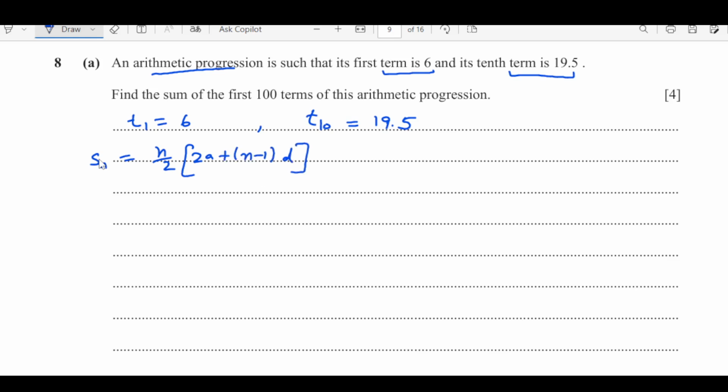So for this we need to know the value of n, as we are looking for 100 values, but we don't have the value of d. We need to know the common difference. So we will find out from here. The formula of Tn, the nth term, is a plus n minus 1 into d, and we have the 10th term. Let me write it down in the next line.